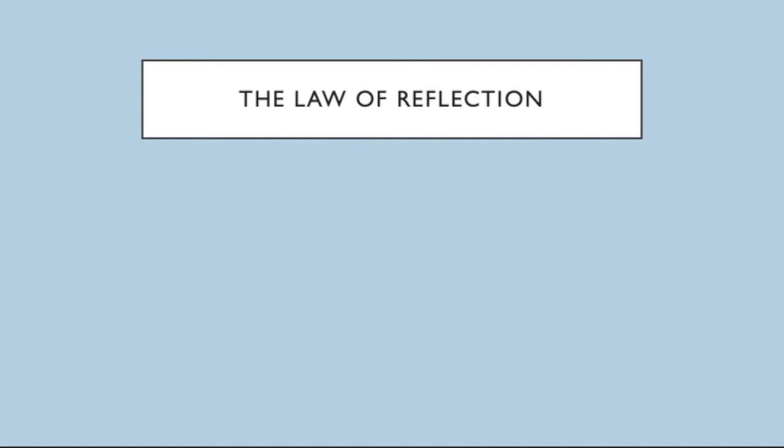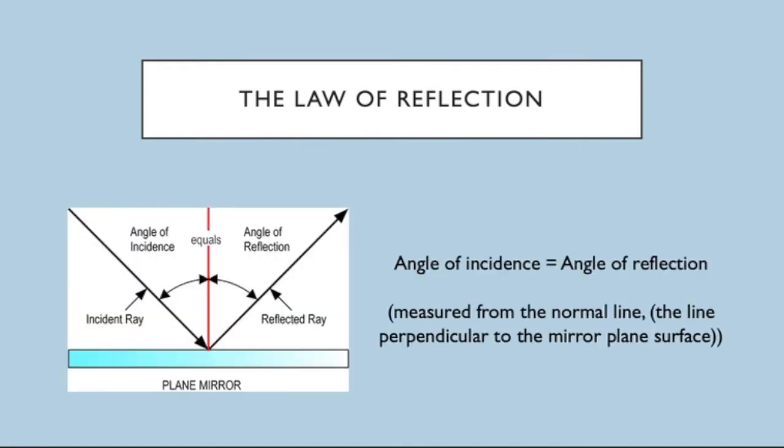So a little reminder of the law of reflection. The law of reflection says that the angle of incidence equals the angle of reflection. You can see that the angle is measured from the normal line, the line perpendicular to the mirror plane surface.